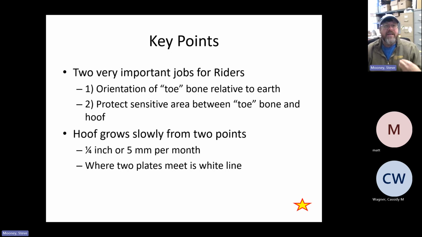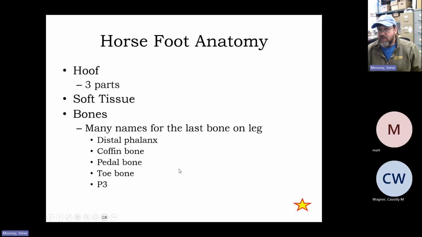Another thing we need to think about is the hoof grows slowly from two points. One is the coronary band, where the hair meets the hoof coming down the leg. The other is we have some growth on that sole plate underneath. In both cases, the hoof is being generated about a quarter inch or 5 millimeters per month. And then we have those two growth points moving toward each other, and where they connect together is called the white line. So we need to protect and orient our foot depending on how we do things. And we need to know that our hoof is growing slowly, and we need to accommodate that as we go forward.